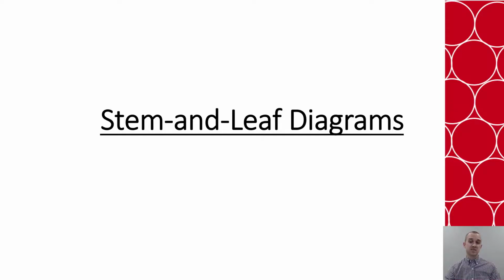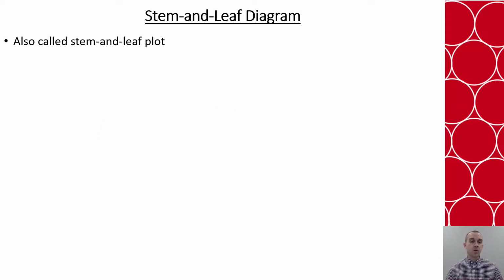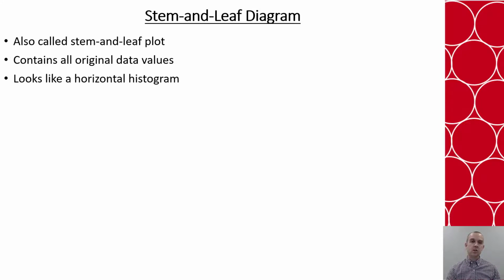In this video, we'll discuss stem and leaf diagrams. We also call them stem and leaf plots. So with either of these names, you know you're talking about these stem and leaf diagrams. One of the nice things about stem and leaf diagrams is that they always present all of the original values. They kind of look like a horizontal histogram or dot plot, but with the actual values in place.